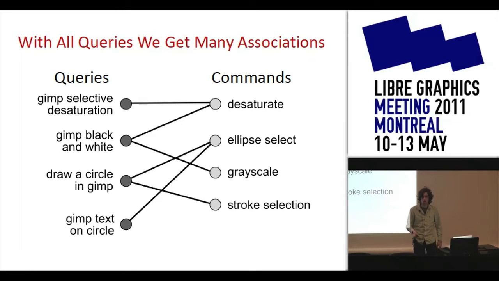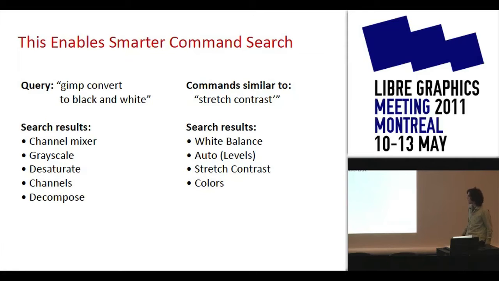I just looked at the translation files, the string translation databases, and now I have all the error messages, all the menu names, all the command names, and it's very quick. In any case, when you take this very large data set, you can create these associations, these graphs, with queries on one side and commands on the other, and you can build a smarter sort of command search.